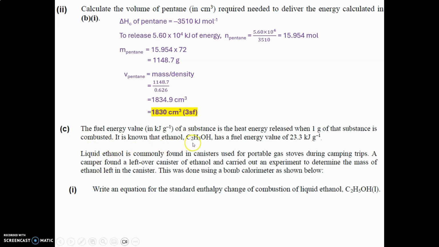So in this case, we are trying to investigate liquid ethanol. So part 1, write an equation for the standard enthalpy change of combustion of liquid ethanol. So quite easy to write. Please remember to include your state symbols.